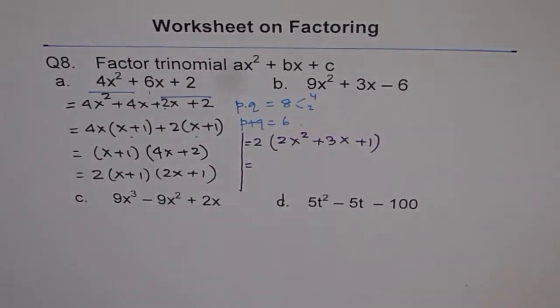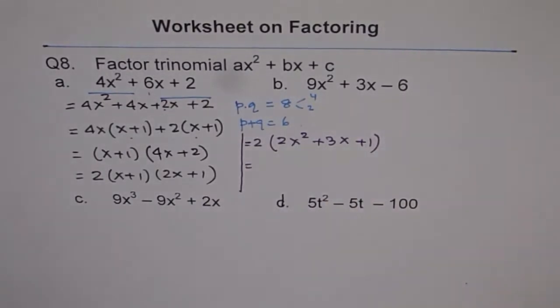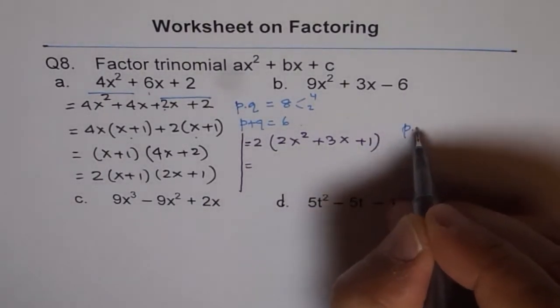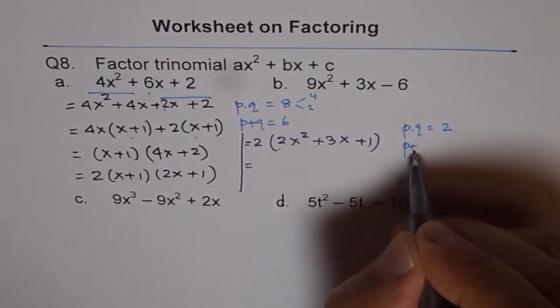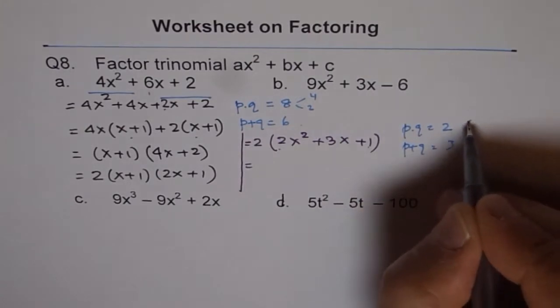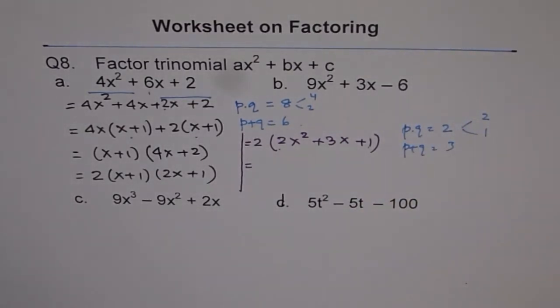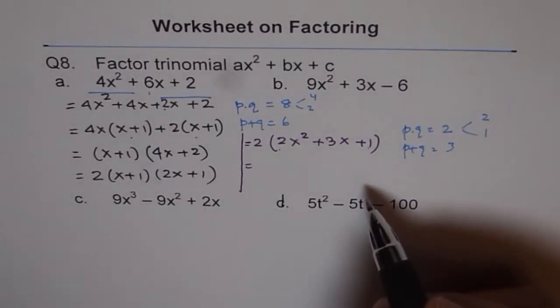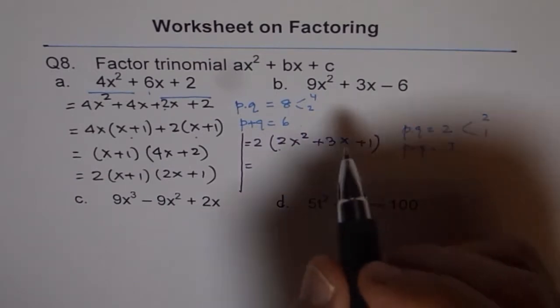So if there is something common, which we have in all 3 of them here, then you should factor that out first. Then it becomes simpler. Now again we are looking for a product and sum, and the product should be 1 times 2, which is 2, and the sum should be 3. For 2, there is only one combination, 2 and 1, and they add to 3. So this can be factored. There are times when the trinomial cannot be factored, okay? So sometimes we write "if possible."